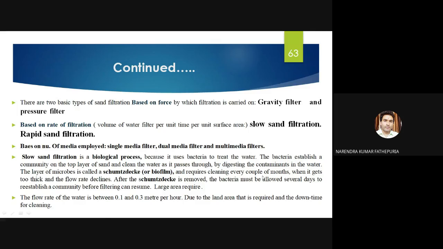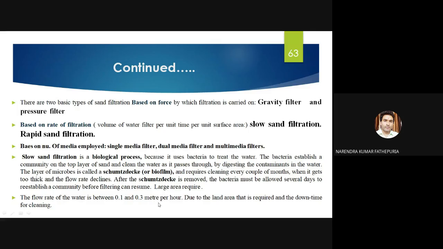of municipal water, and requires cleaning every couple of the month. When it gets too thick, the flow rates decline. After this biofilm is removed, the bacteria must be allowed several days to re-establish the community before filtering can resume. So large areas is required for this slow sand filtration. Biological removal efficiency is higher than the rapid sand filtration. There will be the biofilm on the top. You have to replace, or you have to clean this biofilm periodically, or sometimes you have to remove this layer completely and then you have to provide the fresh layer, because maximum number of bacteria will be captured in this first layer of biofilm. Okay.